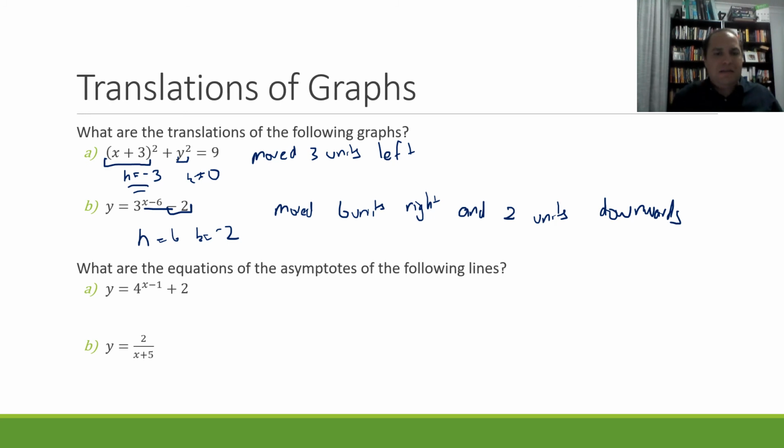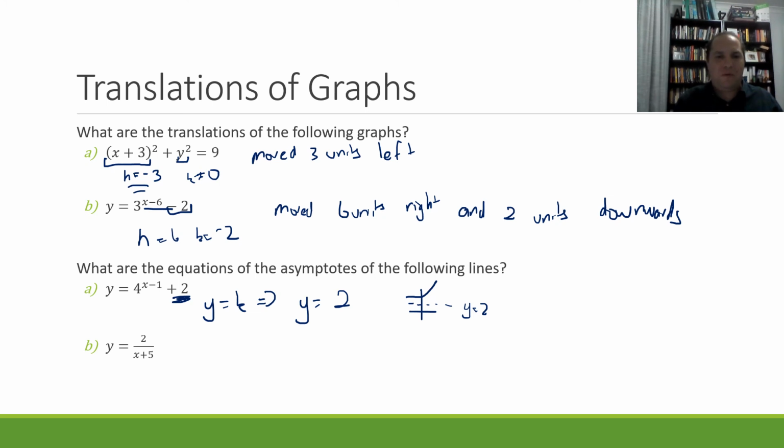Alright, in this second lot of problems, what are the equations of the asymptotes in the following lines? Well, our asymptote for our exponential is the line y equals k. Our k value is 2, so the line for our asymptote in our exponential is y equals 2. So our exponential will look something like that, never crossing that line y equals 2.